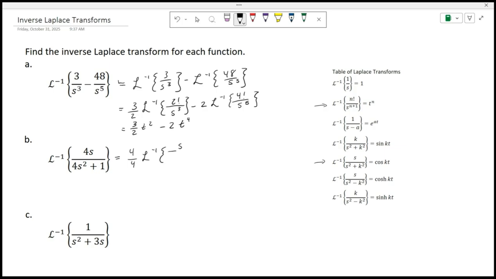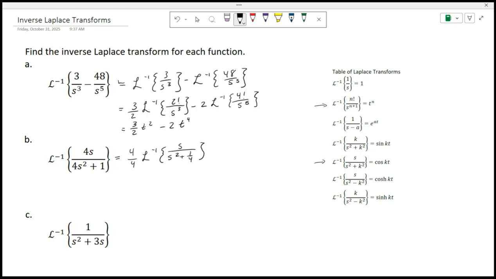And now inside left is an s on the top. And if I factor a 4, I have to factor it out of both terms in the denominator. So 4s squared plus 1 is going to become s squared plus 1/4, since 4 times 1/4 would give me the 1 that was there originally.